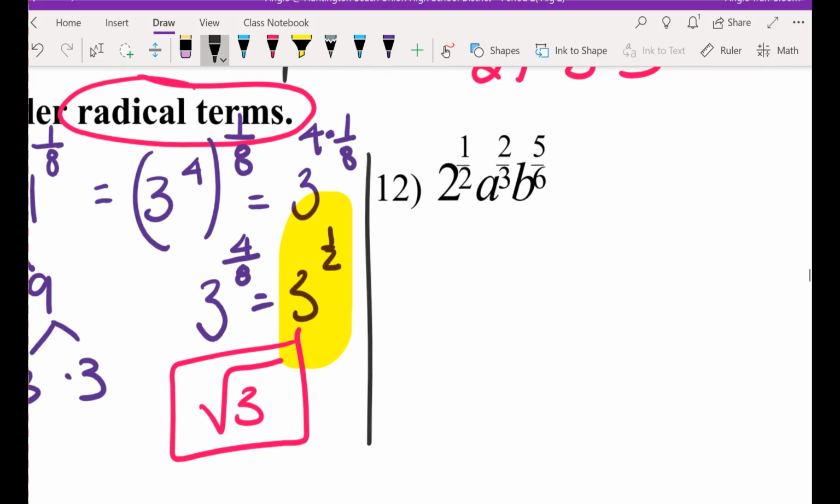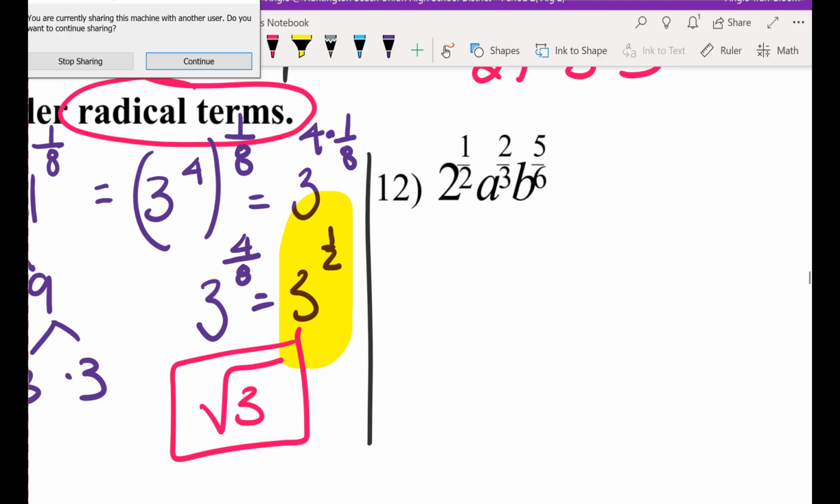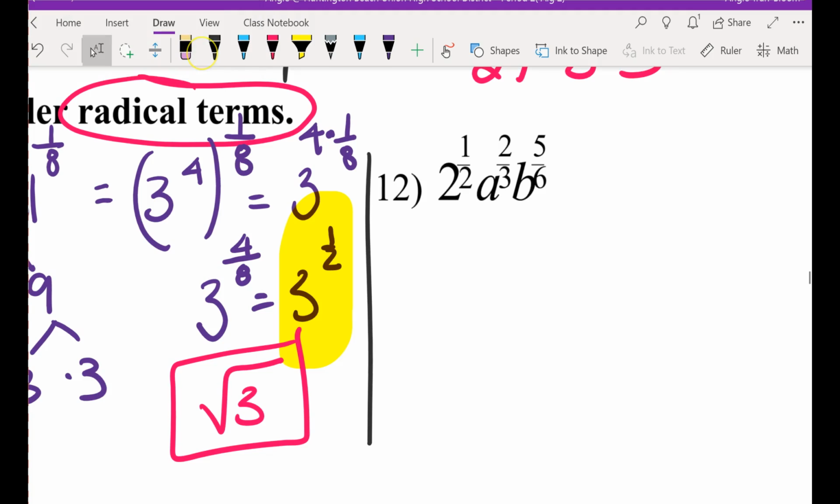Currently, you have 2 raised to the power of 1/2 times a to the power of 2/3 times b to the power of 5/6. Can I simplify those rationals right now? Meaning we can simplify, add, subtract, or is that as far as we can go in that form? Yeah. So now we're going to rewrite it in radical form. What would you need to write it in radical form?